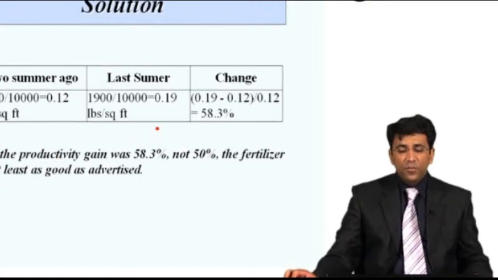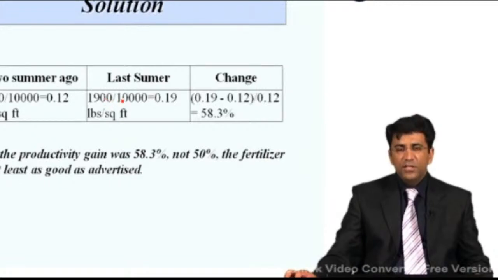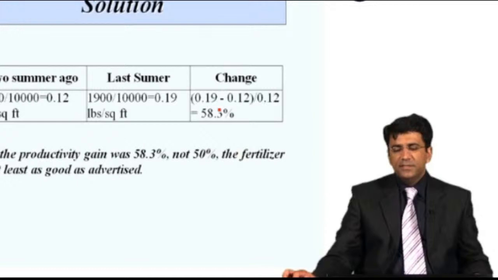And what will be our new productivity? For calculating the new productivity, you know that now the output has increased to 1900 pounds. So 1900 is the new output, divided by the input, which remains the same, 10,000. So the new productivity will be equal to 0.19. Again, we can use the same formula, that is new productivity minus old productivity, divided by old productivity, multiplied by 100. So it means that there is a 58.3% improvement in productivity.